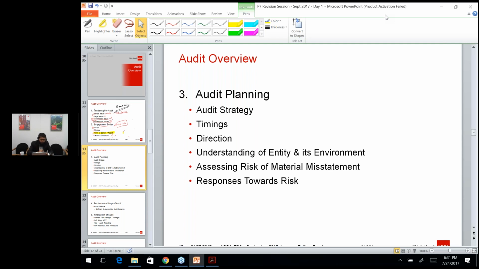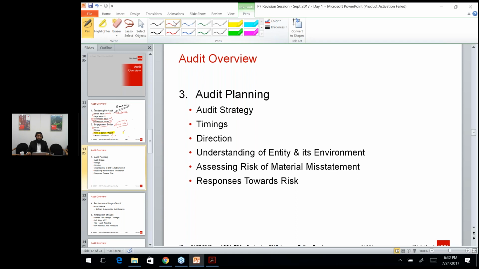The audit planning is the third stage: when you are appointed as an auditor, you start planning for the audit. And there are a lot of things which we need to consider while planning for the audit. The first one of them is the overall audit strategy that we need to consider.